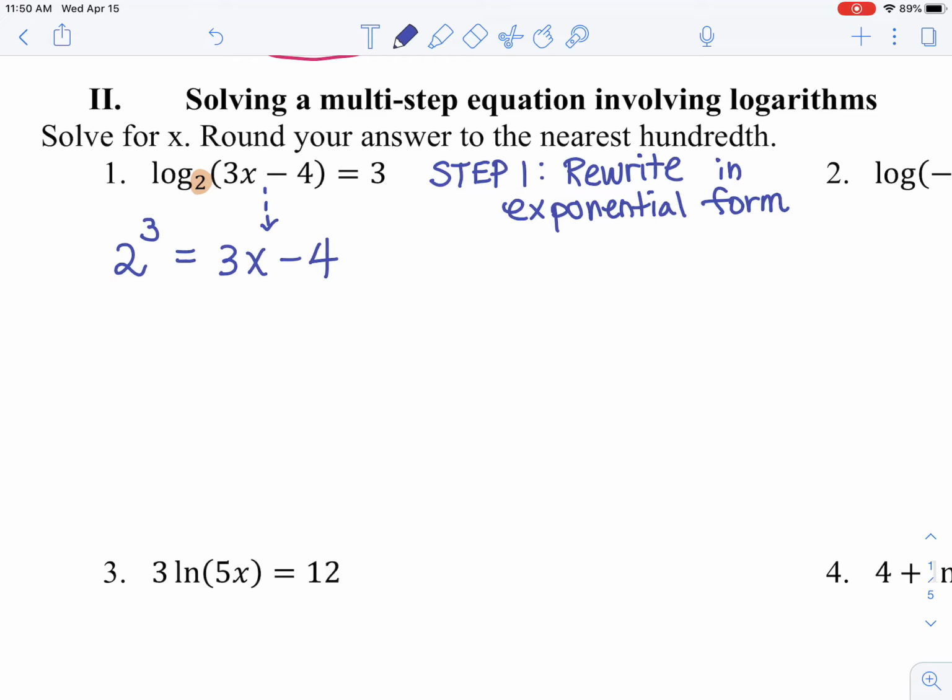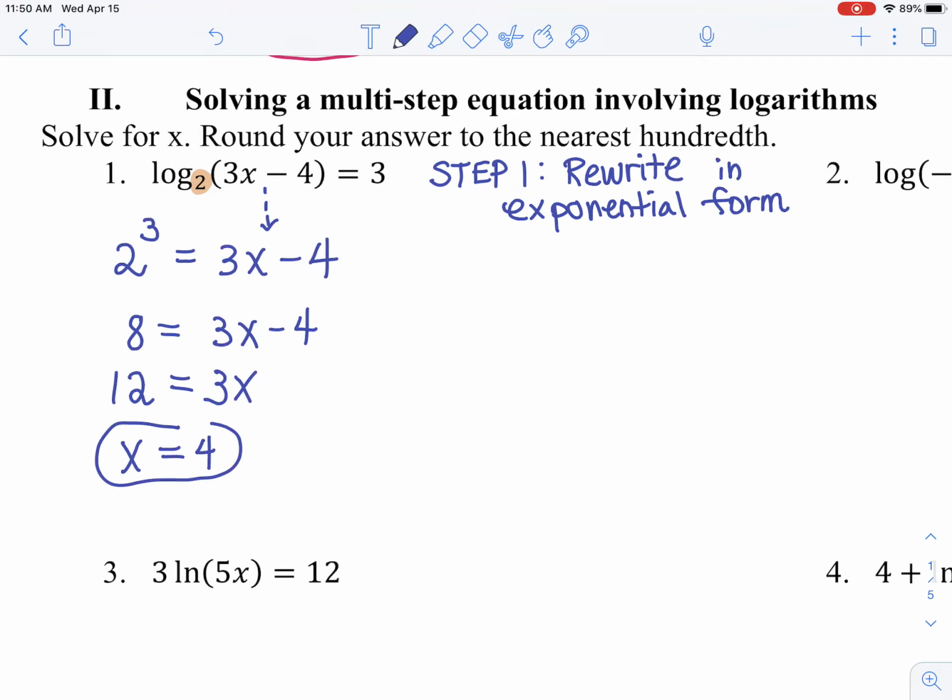And sometimes that may not be the first step. Sometimes the first step is to move all the logs to the left side and combine them using the properties. But this one, the log was already isolated. So our first step was just to rewrite this in exponential form. Now let's solve this. 2 to the third power, that's going to be 8. We have 3x minus 4. And now we're just solving a linear equation. Add 4 to both sides, we get 12 equals 3x. If you divide both sides by 3, you get x equals 4.